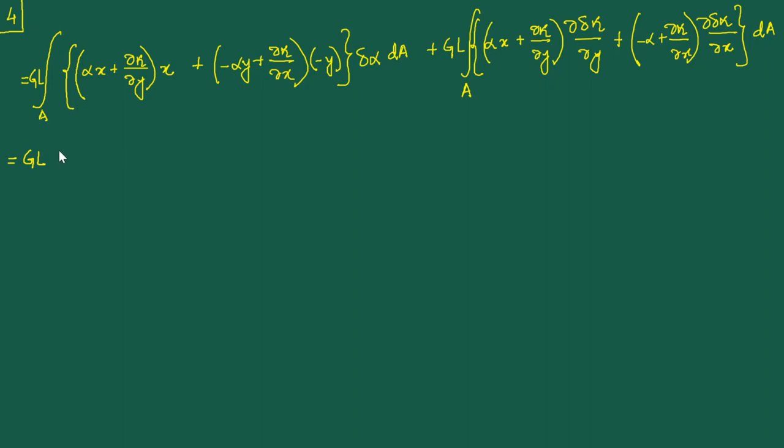So this first term can be slightly simplified, so we have this alpha x square and then alpha y square, and then we have this alpha x del kappa del y minus alpha y del kappa del x.